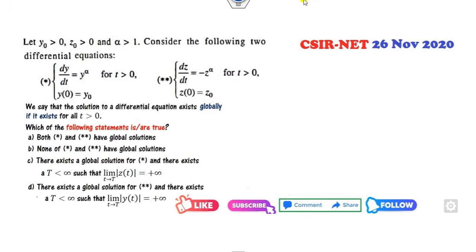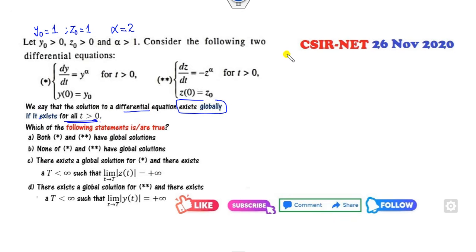Okay, look at another one. y0 is greater than 0. Is there any number? I can choose any number here. z0 is any number. I can choose again 1. Alpha can be any number greater than 2. I can choose here. Consider the following differential equation. We can say the solution exists globally if it exists for all t greater than 0, for both star and double star.